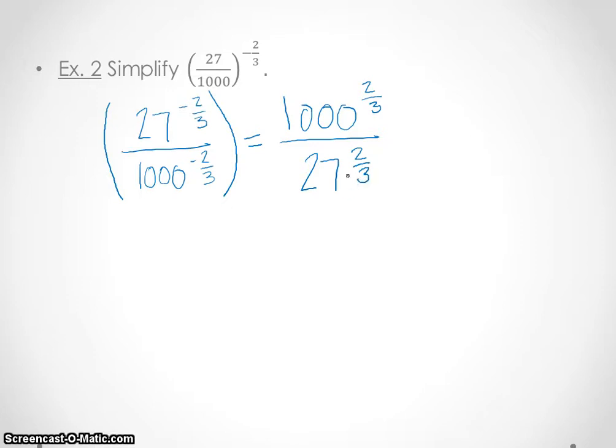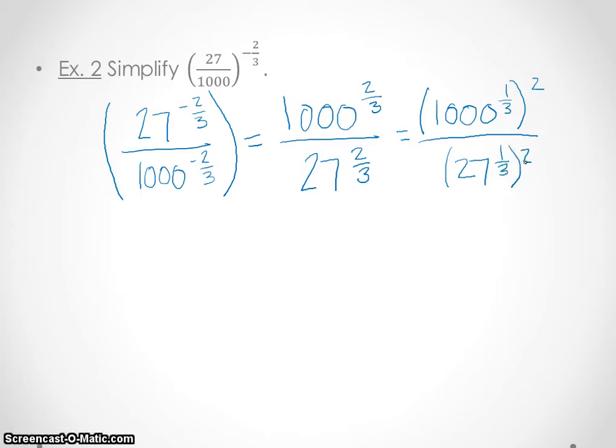You might be able to do these by just thinking about them here. We could break 1,000 down into 1,000 to the 1/3 power. So we're going to take the cube root of that, and then we're going to square it. And then we can do the same thing with the bottom. So I'm going to go to 27 to the 1/3 power, and then we're going to square it.